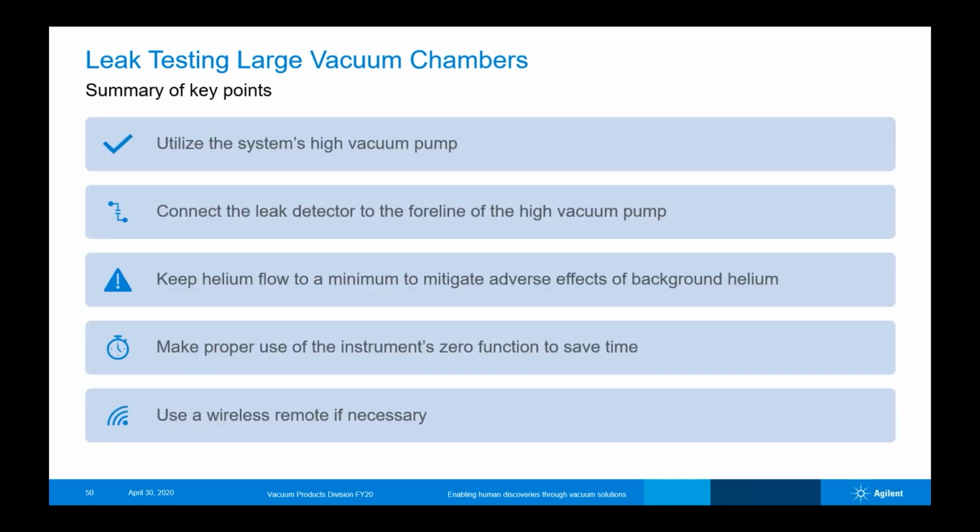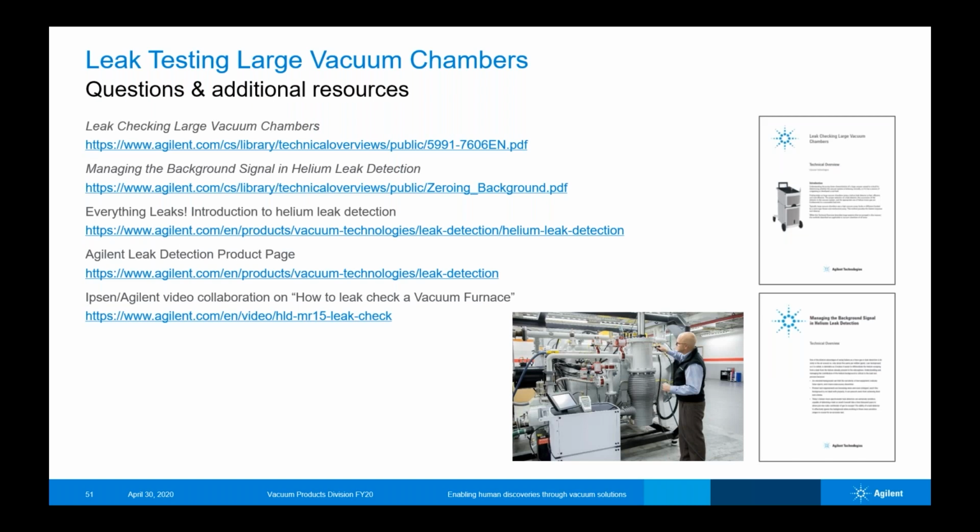So to summarize the key points here, make sure you utilize the high vacuum pump on the system when at all possible and connect to the 4-line of that high vacuum pump. Keep your helium flow to a minimum. Otherwise, you're going to just create more trouble and more problems for yourself. And use the zero function to save time. You can save a lot of time by not having to wait for that helium to always be cleaning up, and using the wireless remote if necessary for a large system.